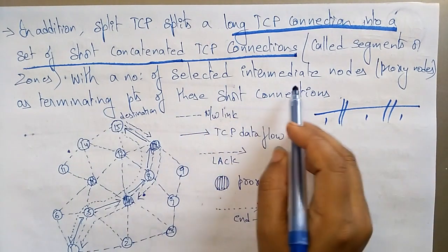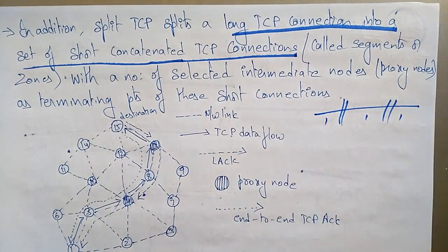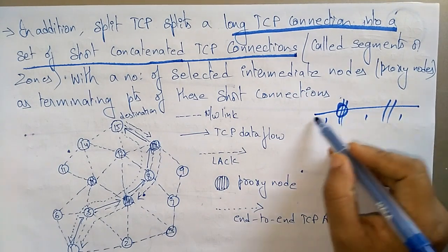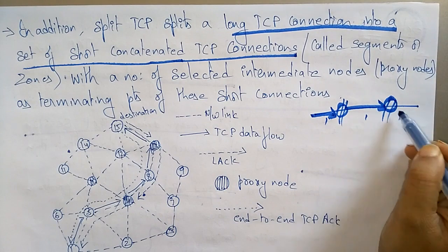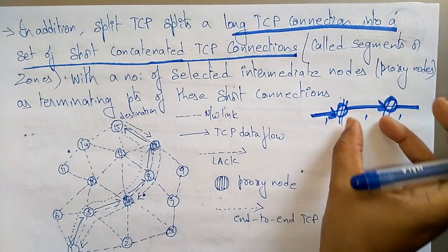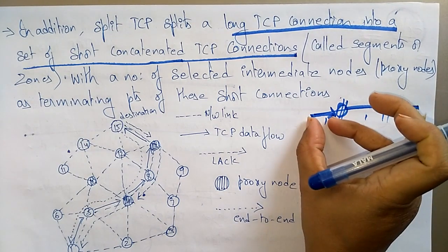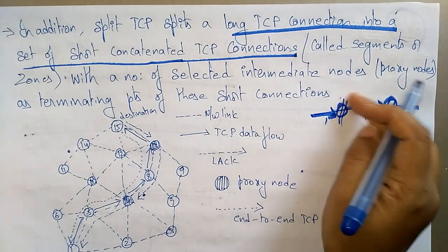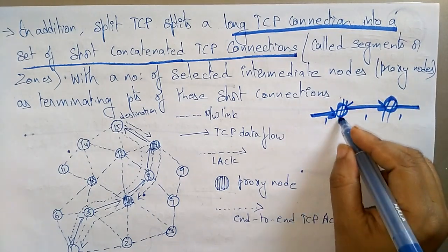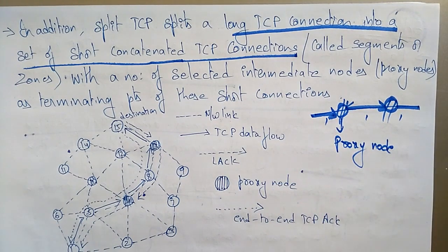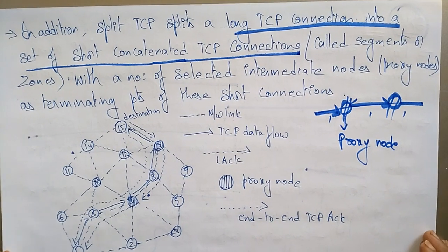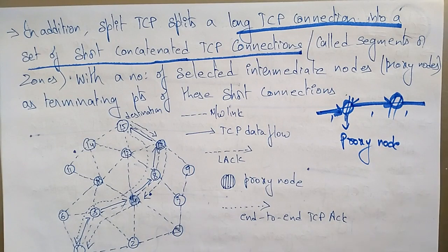With a number of selected intermediate nodes, one TCP is connected with the help of one intermediate node and another TCP is connected with another, and these are the segments. Each segment will be connected with one intermediate node. That intermediate node we call a proxy node, as the terminating points of these short connections.